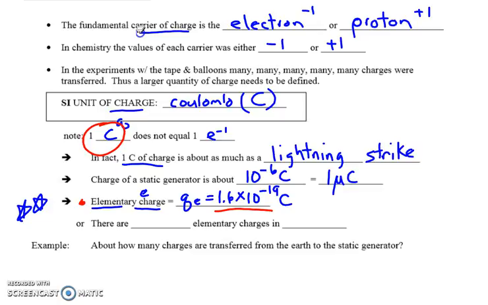So we could turn that around and say, well, how many electrons would we need to make a coulomb? Well, we just take the reciprocal of this number. If we take the reciprocal of 1.6 times 10 to the -19, we find that there are 6.25 times 10 to the 18th charges in 1 coulomb.